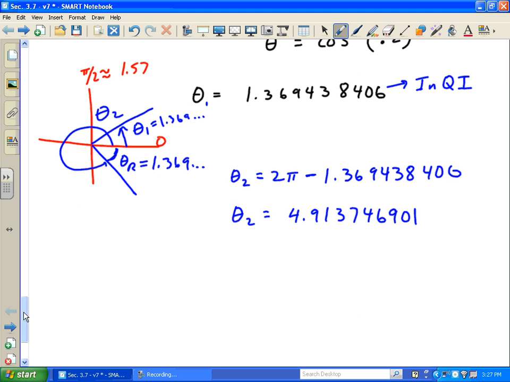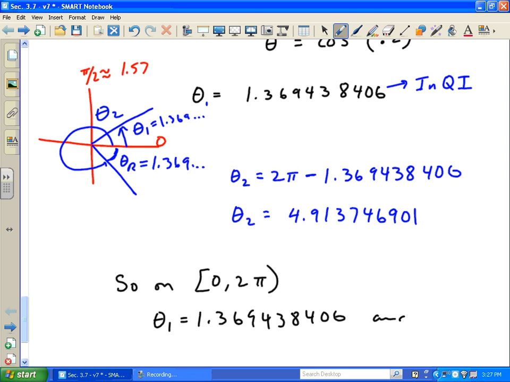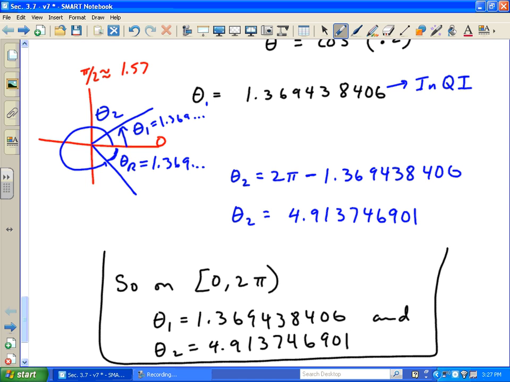I'll wrap this up. So on 0 to 2 pi, my solutions are theta 1 equals 1.369438406 and theta 2 is 4.913746901. And there are our final answers. Okay, we see for sure that theta 1 is in quadrant 1, and we also know that theta 2 is in quadrant 4 by looking at what we'd said before.